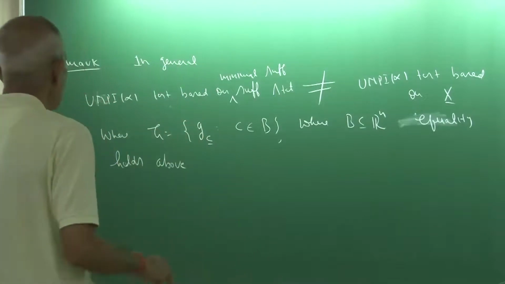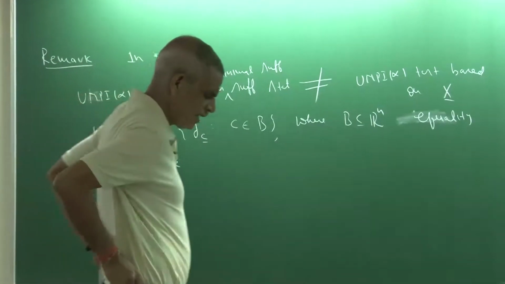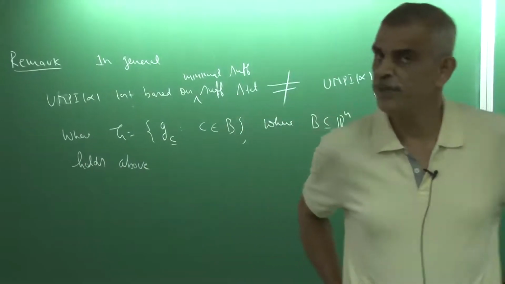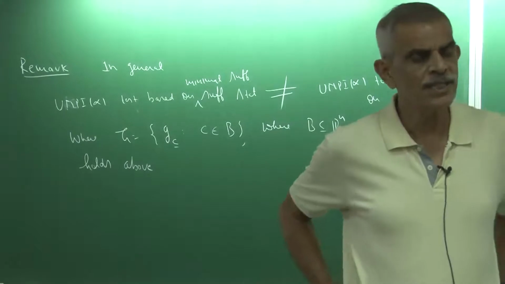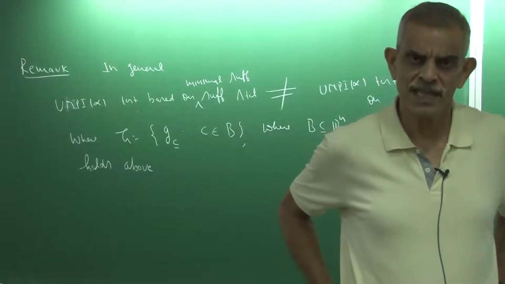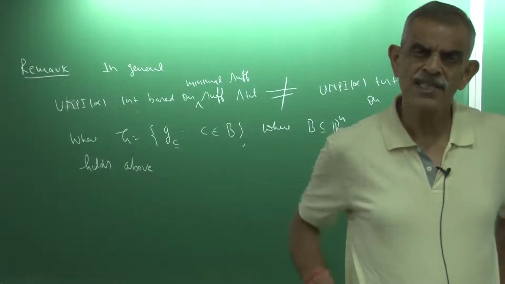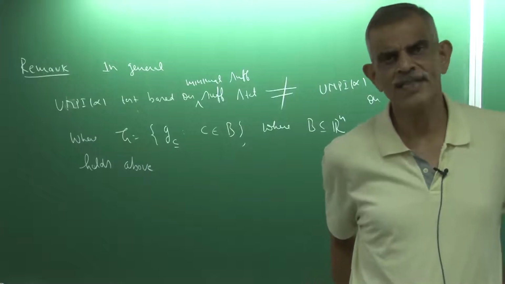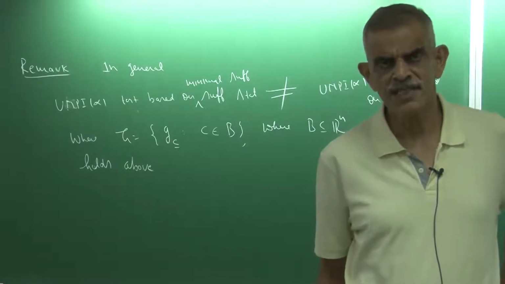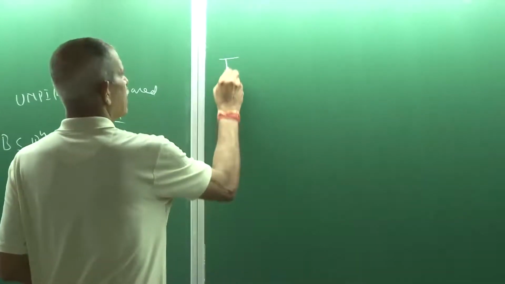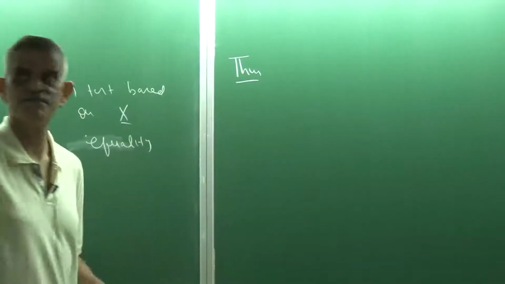So now we'll do a result which will give you a relationship between the UMPI alpha test and the UMPU alpha test. And what it suggests is that if a UMPI alpha test exists, then the UMPU alpha test would be the same as the UMPI alpha test, provided the UMPU alpha test is invariant. So that is what we do in the next result.